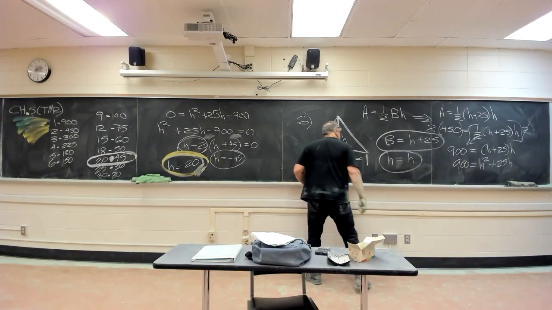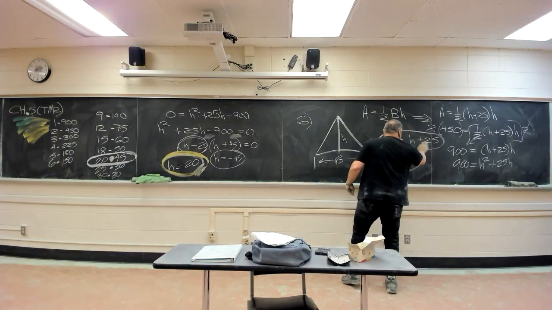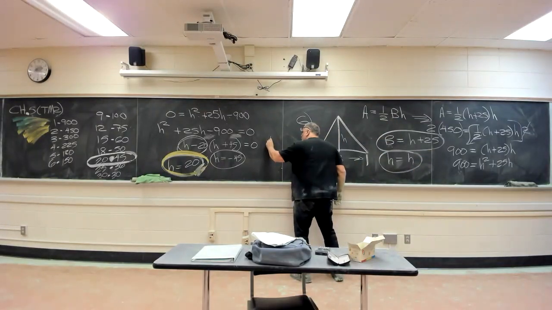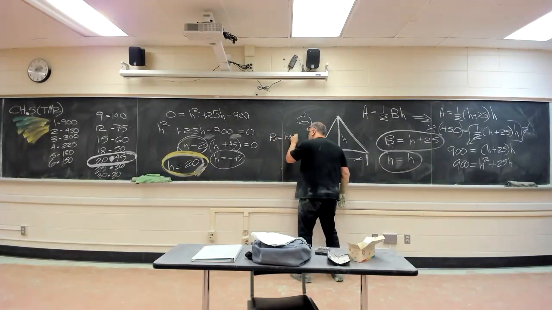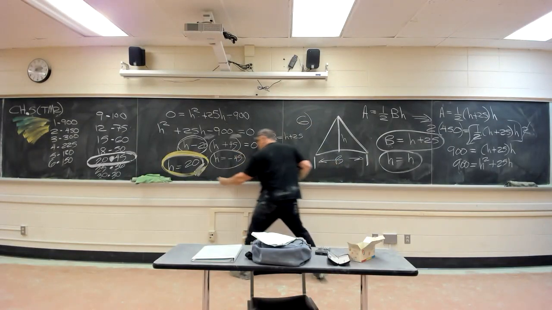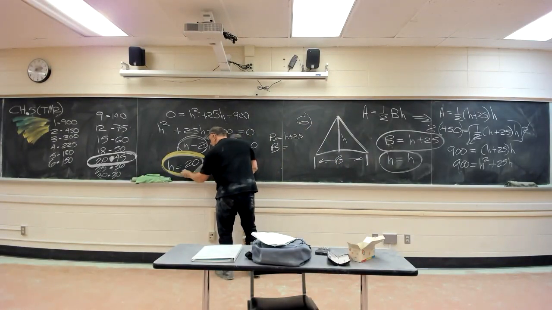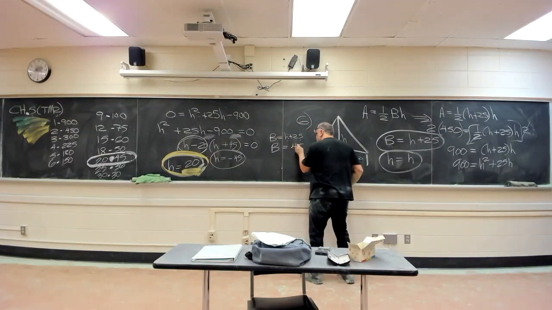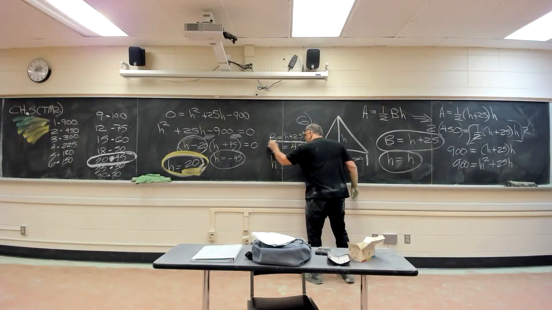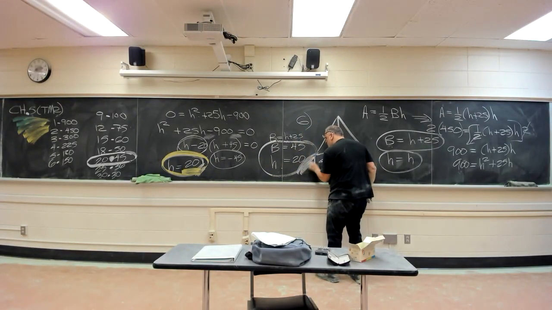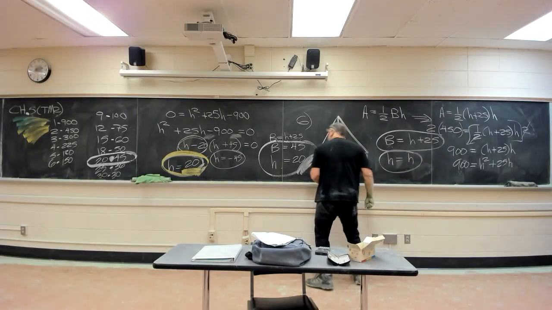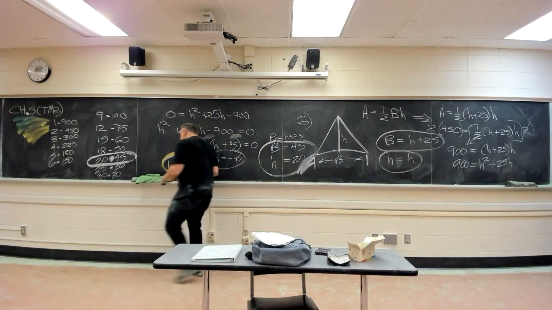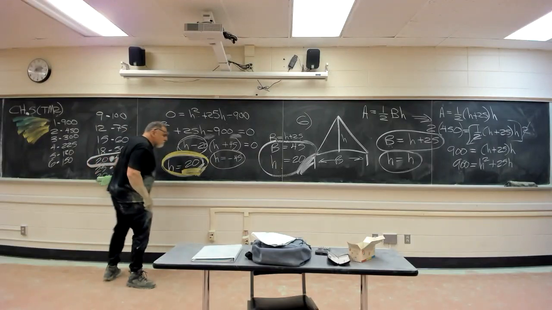The base is the height plus 25. If the height is 20, 20 plus 25 is 45. The height is this. Do you get 450? That's the big thing on something like this.